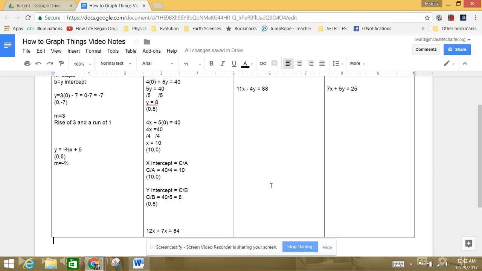But I did ask you to pause the video and go ahead and try what we just did with 12x plus 7y equals 84. Go ahead and try that on paper, please, not on Desmos. It can be graph paper, or it can be just a roughed out graph on some lined or blank paper. Give it a try, and then come back, turn this video back on, and I'll show you the results.